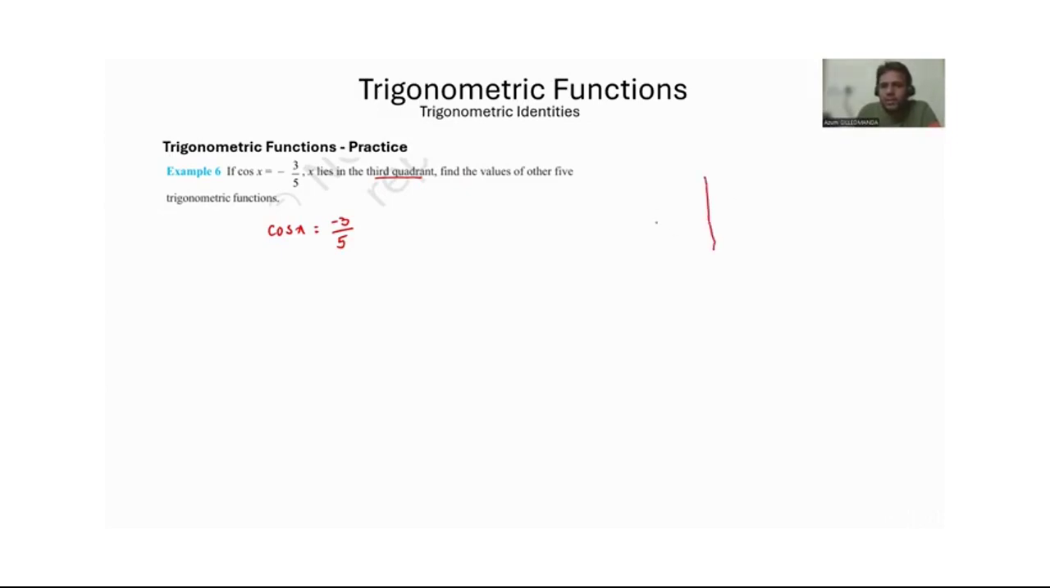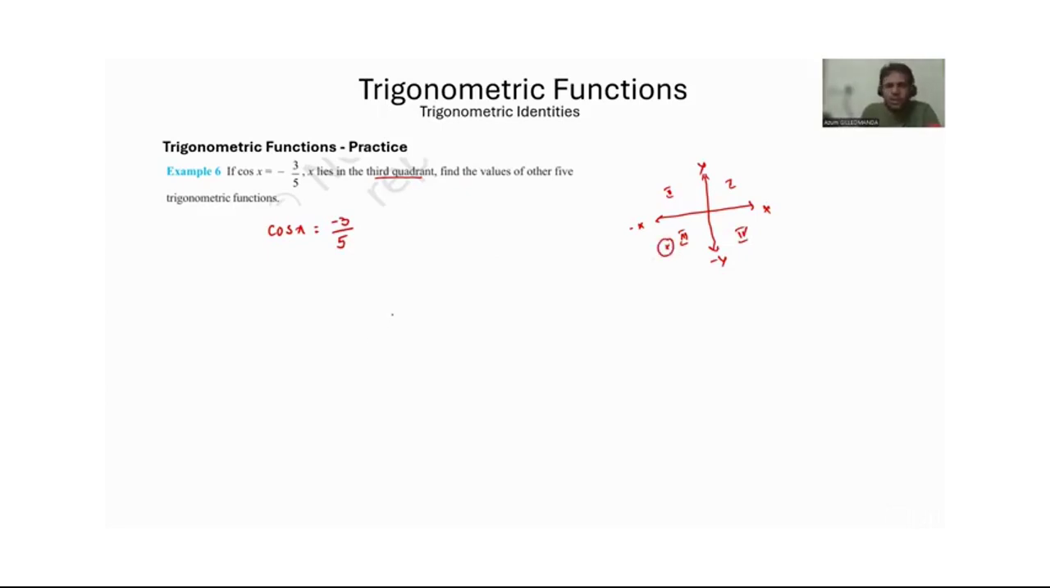So x is in the third quadrant. Just for your reference, a small sketch: x, minus x, y, minus y. This is first quadrant, second, third, fourth. So x is in the third quadrant, somewhere here.